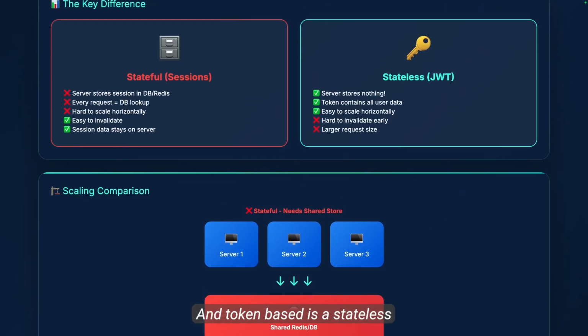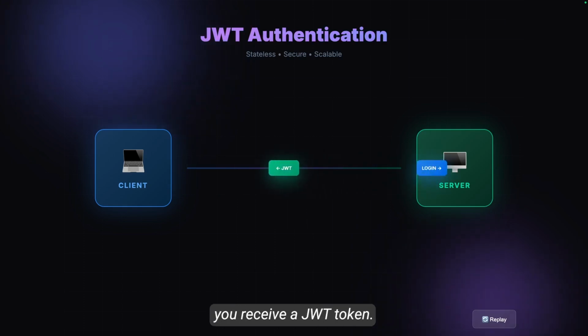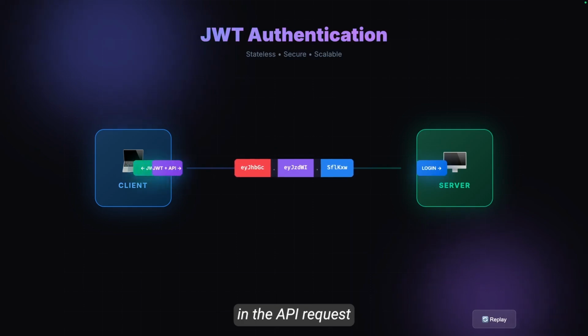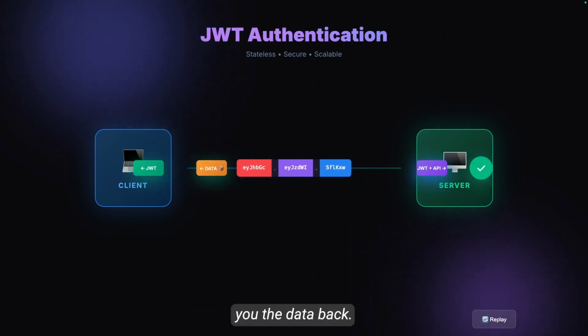And token-based authentication is stateless. The only part which is a little difficult in token-based authentication is that it is hard to invalidate the token on logout. So what actually happens in token-based authentication? You log in, you receive a JWT token. Now you just send the JWT token in the API request, in the authorization header, and the server sends you the data back. So it is just simple.